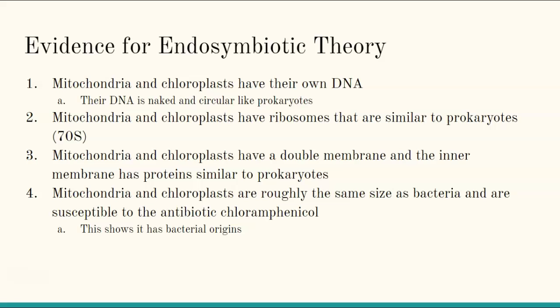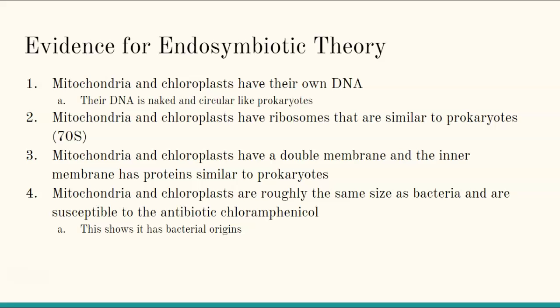So I said all this, it sounds pretty good, right? You believed me right off the bat. Well, you ought to have evidence for anything that you're going to believe. And so here is our evidence for endosymbiotic theory. This is the last thing we're going to talk about. Four big pieces of evidence. Number 1, mitochondria and chloroplasts have their own DNA. That means that their DNA is different than the rest of my cell's DNA.